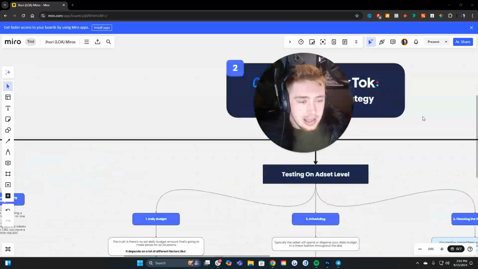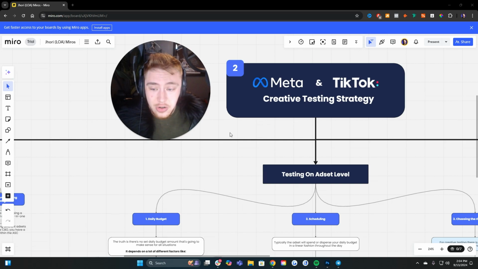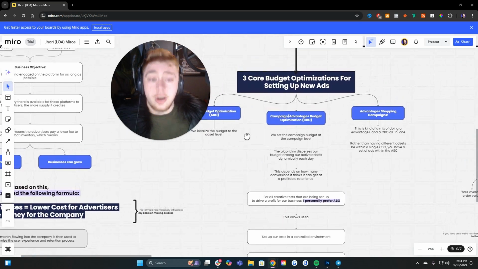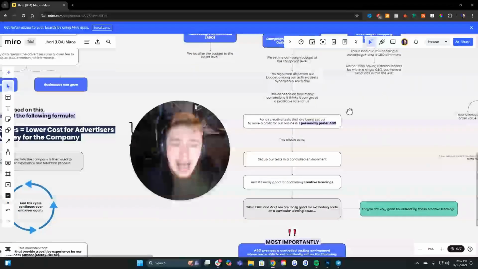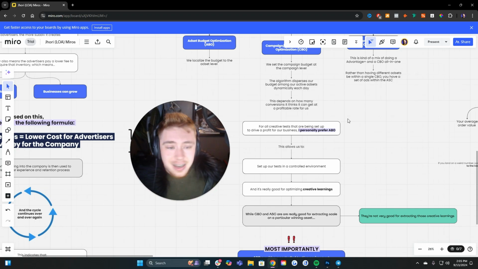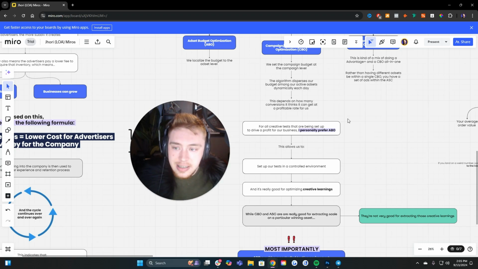So let's talk about the actual creative testing strategy, and we'll start over on the right-hand side. There are 3 budget optimization decisions that we need to make when we're about to set up a new creative testing campaign. We can choose ad set budget optimization, which is where we localize the budget at the ad set level. This is traditionally how things are done. We can choose campaign or Advantage Plus budget optimization, also known as CBO, where we set the budget at the campaign level and then the algorithm disperses among all of the active ad sets and chooses how much budget gets pushed to each ad set each day dynamically, depending on who the algorithm thinks will convert the best.